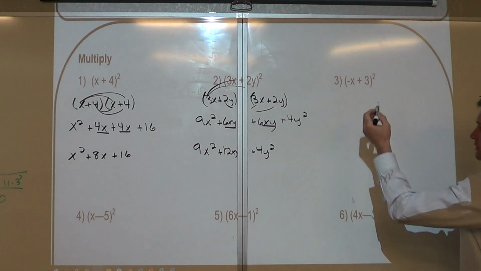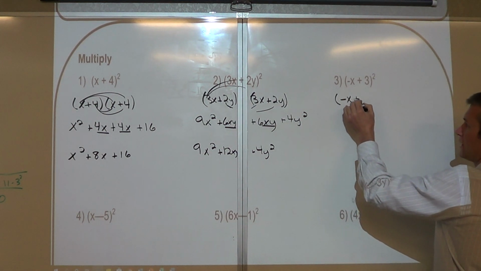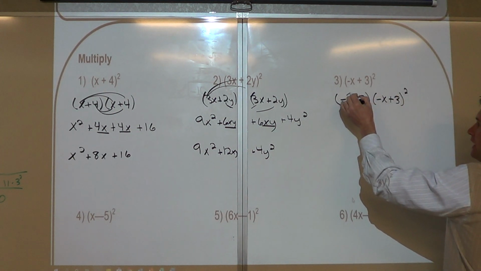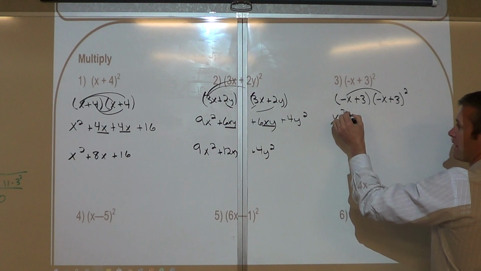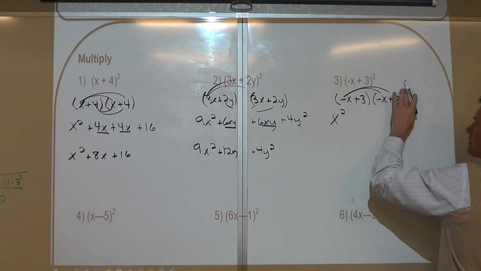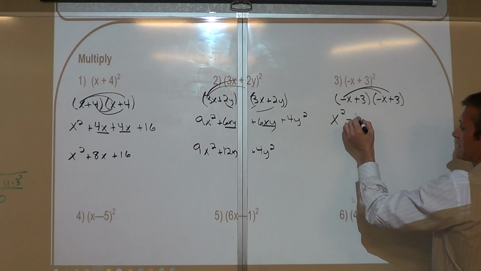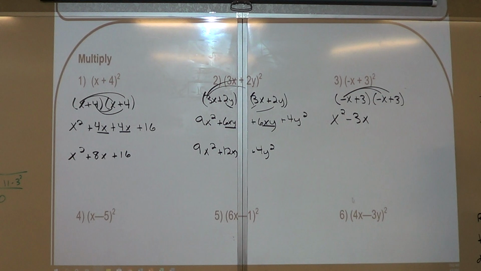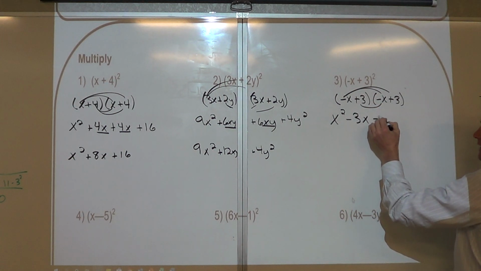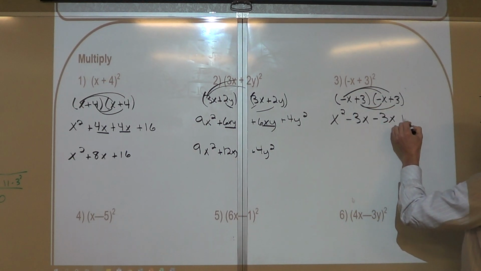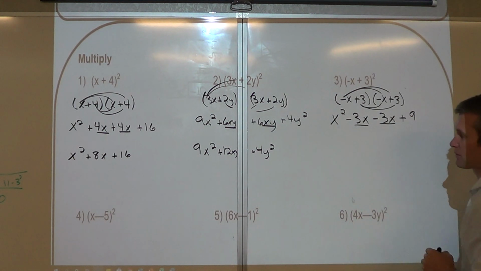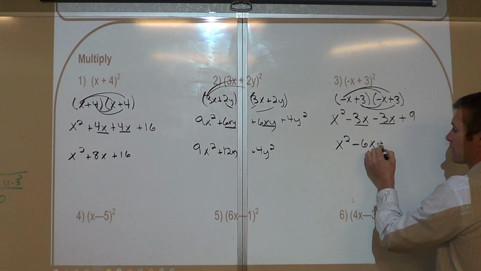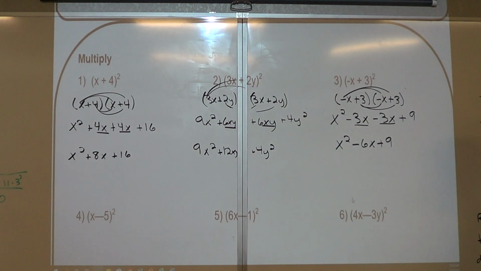Come to this one, same thing, negative x plus 3 times negative x plus 3. Negative x times negative x is positive x squared. Negative x times 3 is negative 3x. I always put the number first. 3 times negative x is negative 3x. And then 3 times 3 is 9. Again, my like terms. So negative 3 minus 3 is negative 6x plus 9. So there's our answer for it.